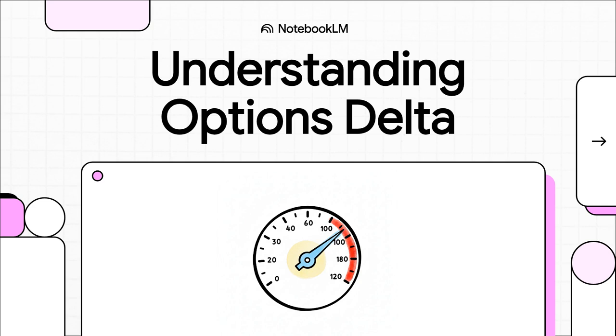Think of delta as the speedometer for your option. It tells you exactly how fast your option's price should be moving in relation to the stock. And in this explainer, we're going to break down why that is an absolute game changer for any trader.